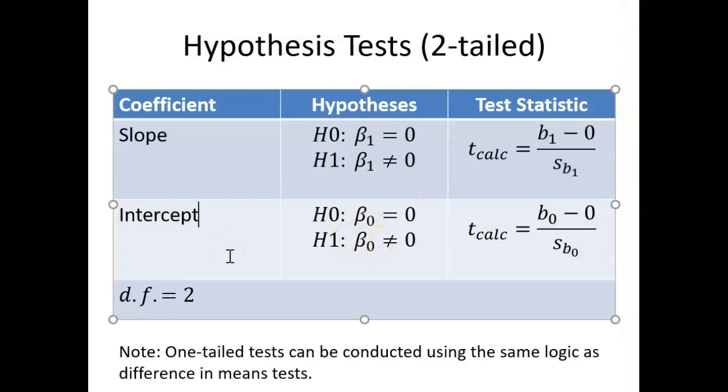And then for the intercept, the null hypothesis is that beta 0 is equal to 0, and the alternative is that beta 0 is not equal to 0. And then the t-statistic is constructed in a similar way.